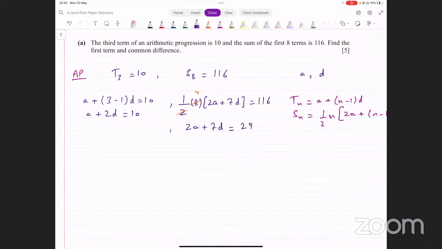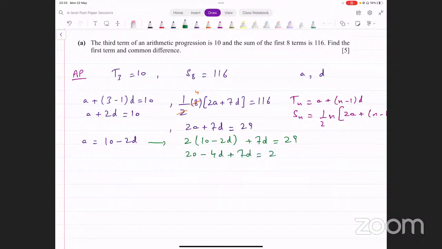Okay, अच्छा इतना ज़्यादा लंबा नहीं है. Let's do this quickly. A equals to 10 minus 2d. ये दूसरी में जाके input कर दें. That gives us 2a plus 7. और in fact a हमने subject बनाया है, इसको यहाँ पे input किया था, हमारे पास आएगा 10 minus 2d plus 7d equals 29.